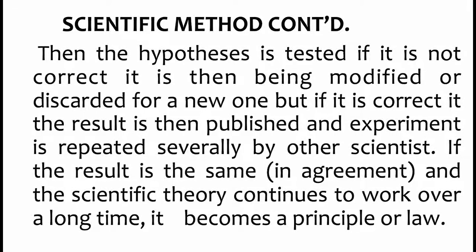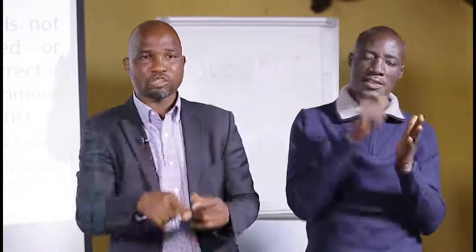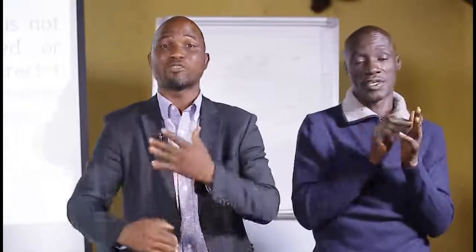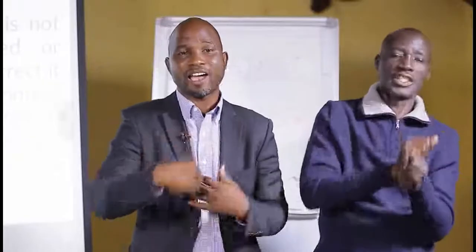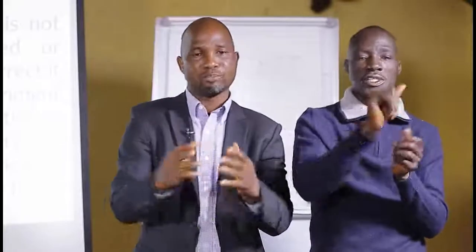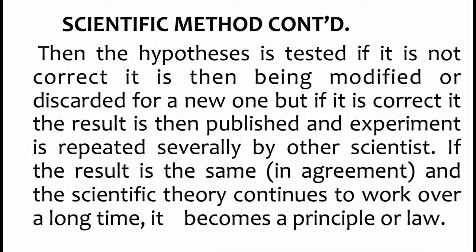The hypothesis is tested. If it is not correct, it is then modified. Now from the explanation I gave you, if you discover that it was not your tall son that took the biscuit, it was a rat that displaced the biscuit, you can now modify your thought, or you can modify your hypothesis. In such cases, if eventually what you thought happened to the biscuit actually happened to it, then your hypothesis was correct. So we say the hypothesis is tested. If it is not correct, it is then modified or discarded for a new one. But if it is correct, the result is then published, and the experiment is repeated severally.